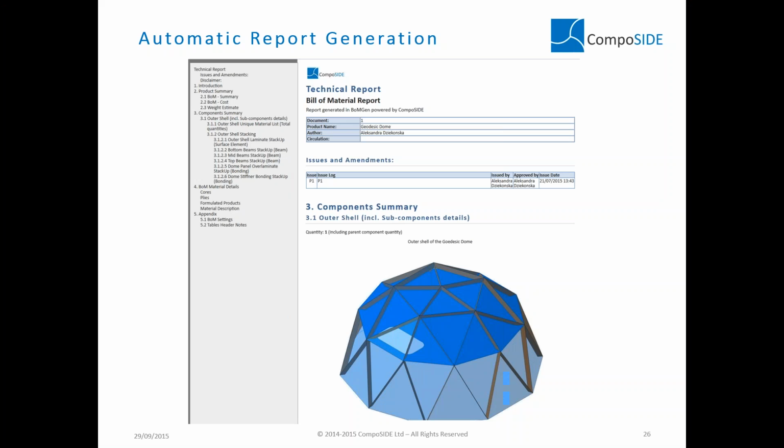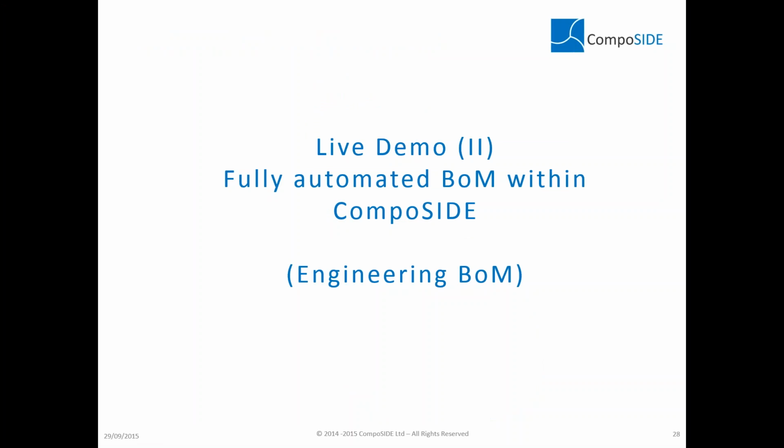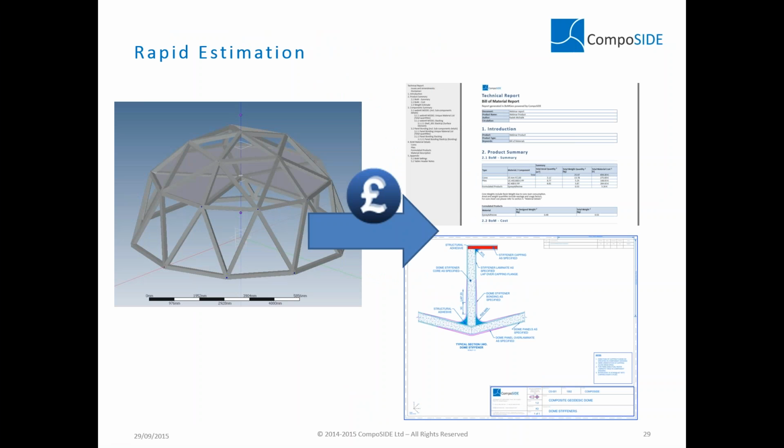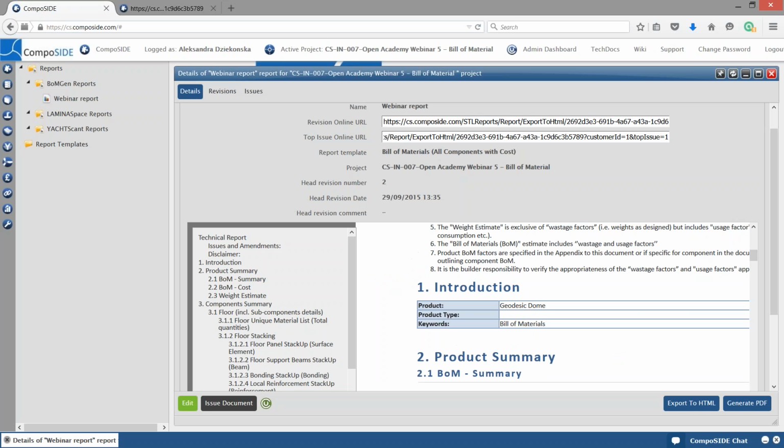Now, what we would like to show you is how you can do it even faster by generating a bill of material based on your FE model that was built in CompoSIDE. So now we're going to focus on a rapid estimation. This part of a live demonstration will show you the integration with CompoSIDE, which we believe is quite a big value for the solution that we provide.